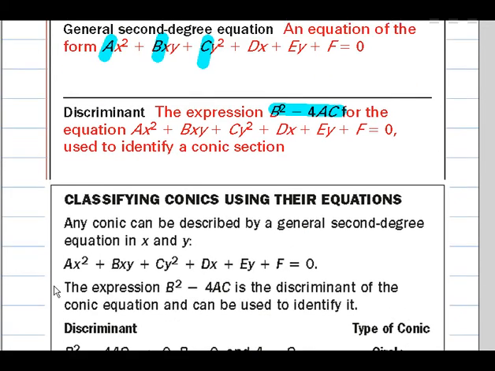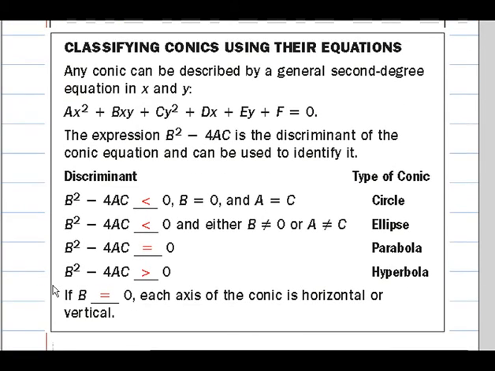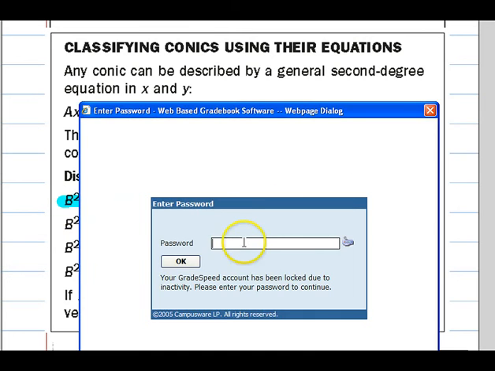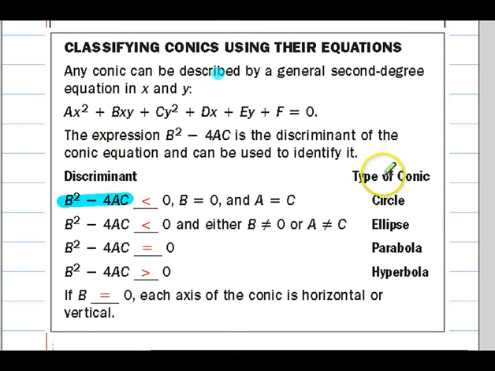And so on page 135, here are the notes. If b squared minus 4ac, i.e. the discriminant, is less than 0, and b is equal to 0, and a is equal to c, then you have a circle. If b squared minus 4ac is less than 0, and either b isn't equal to 0 or a isn't equal to c, then you have an ellipse. And if b squared minus 4ac is equal to 0, then you have a parabola. And if b squared minus 4ac is greater than 0, you have a hyperbola.